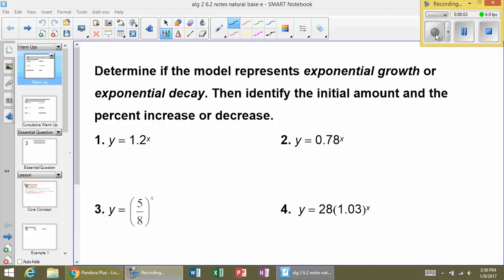Welcome to the 6.2 notes on the natural base e.